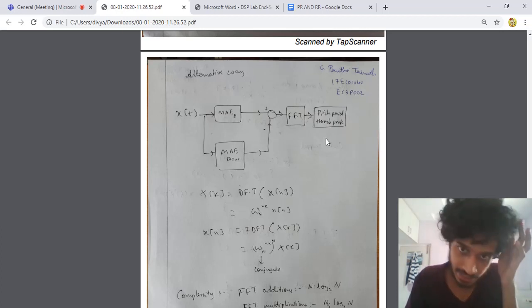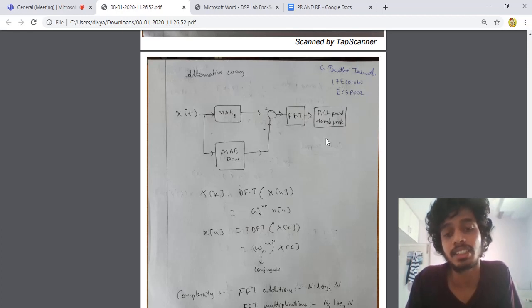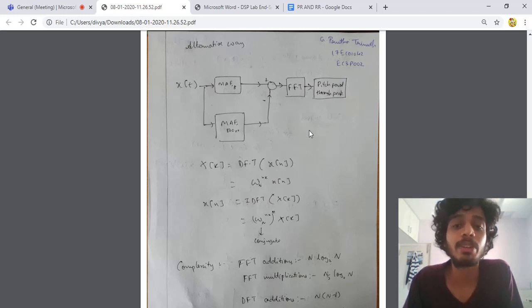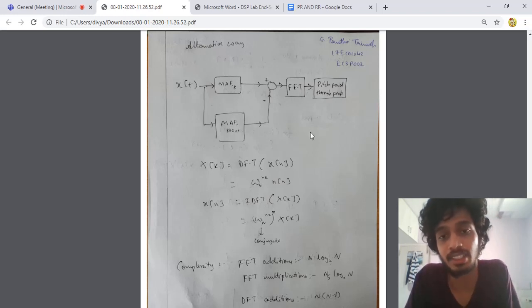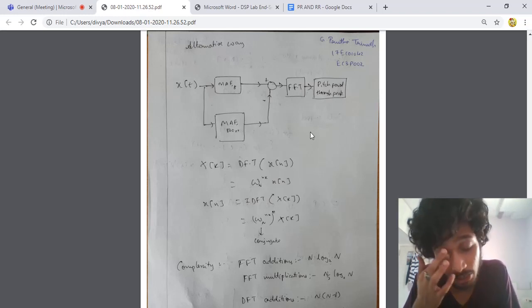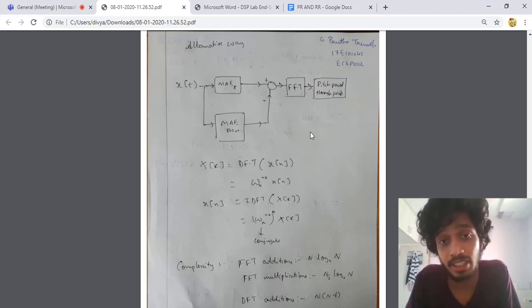FFT stands for fast Fourier transform, which is the speedier, compact and optimal version of the discrete Fourier transform. As you can see, these are the mathematical equations for the discrete Fourier transform, where Wn is e power minus 2j pi into n into k divided by N, which is the N point. So in FFT, once we pass the input signal, it converts it to the frequency domain. In the frequency domain, there will be one peak corresponding to the pulse rate or the respiratory rate.